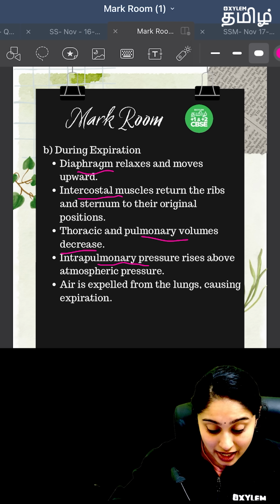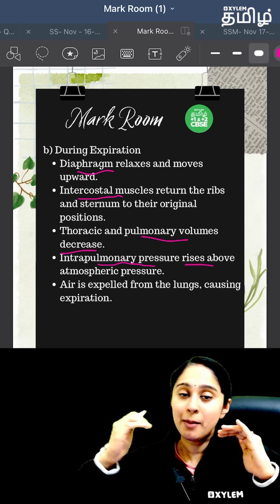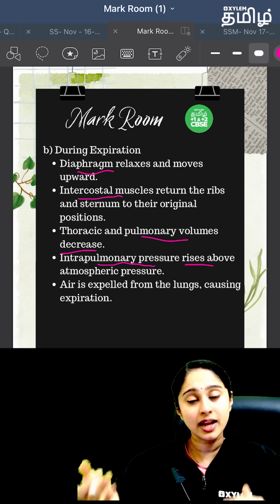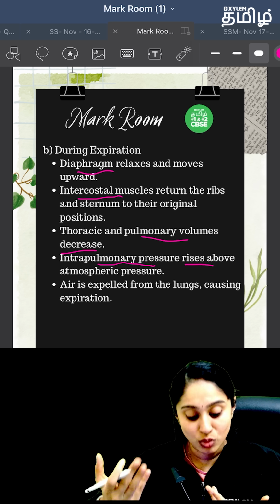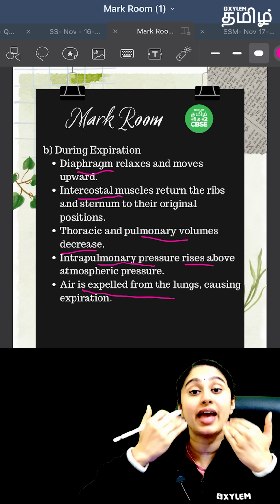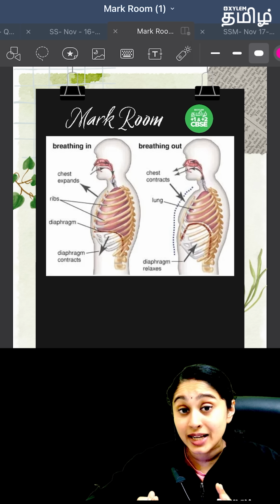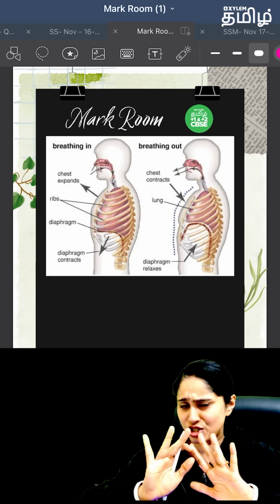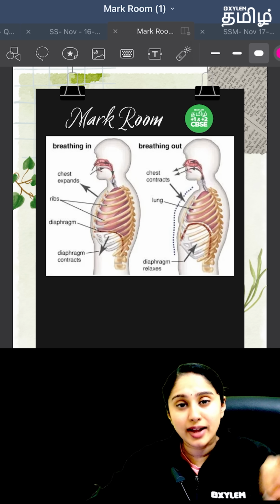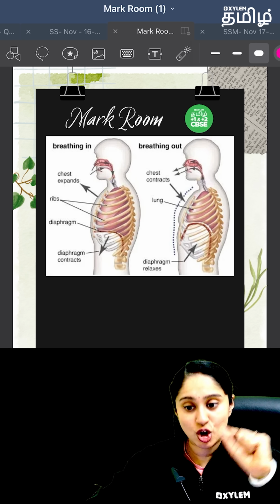When the intrapulmonary pressure rises above the atmospheric pressure, because of a concentration gradient, again the air from inside will move to the outside. So this phenomenon will help the air to go out, causing expiration. This is the diagram for your reference. You generally don't have to draw this entire rib cage, but definitely you can support your answer with a short flow chart.